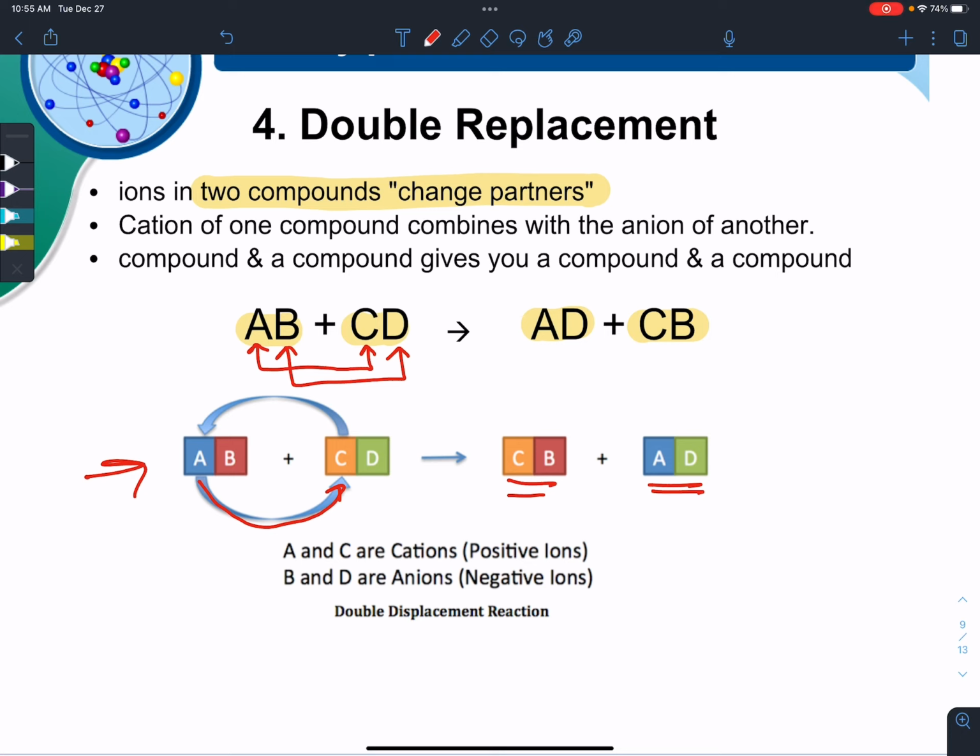What to look for when you're identifying this is 2 compounds on the reactant side and 2 compounds on the product side. And each compound always has to, remember, have a cation and an anion. They're always ionic.